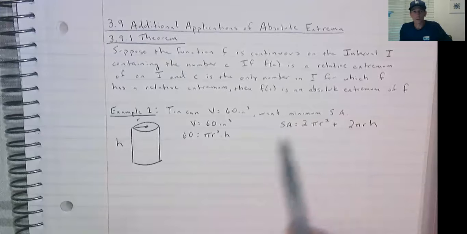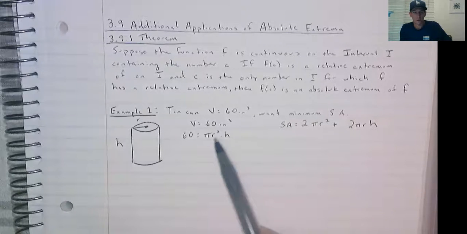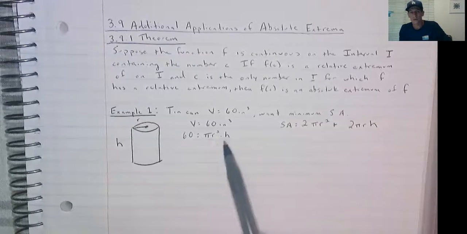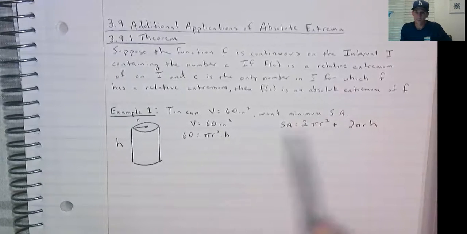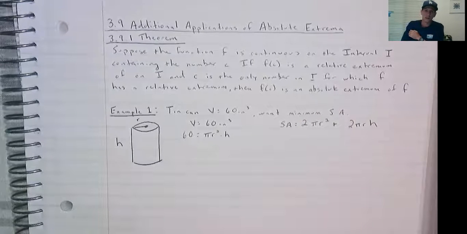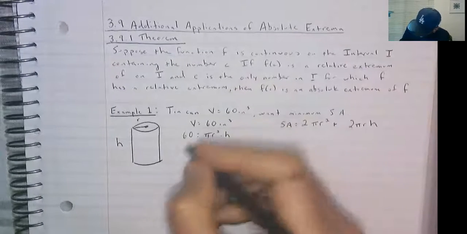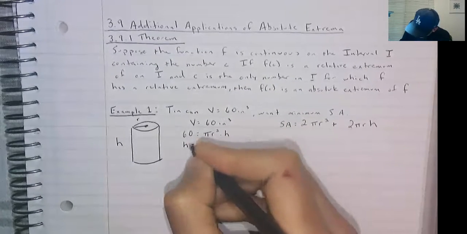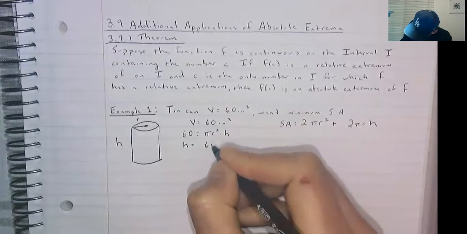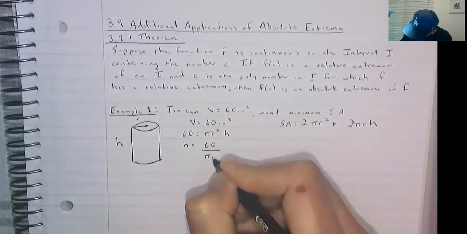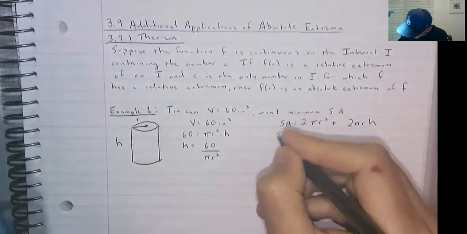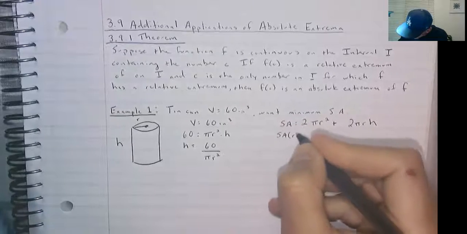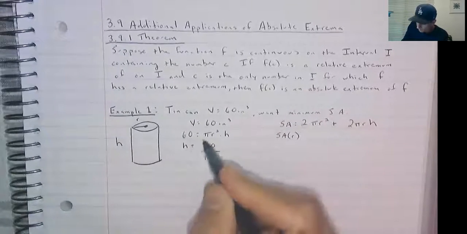So what do we do? We look to our other equation where we also have radius and height. And if we define the height in terms of the radius, we can then do a little switcheroo and have this surface area just in terms of the radius. So the height in terms of our radius based on the volume is going to be 60 divided by pi r squared. So now we can define the surface area as a function of the radius by making this swap.